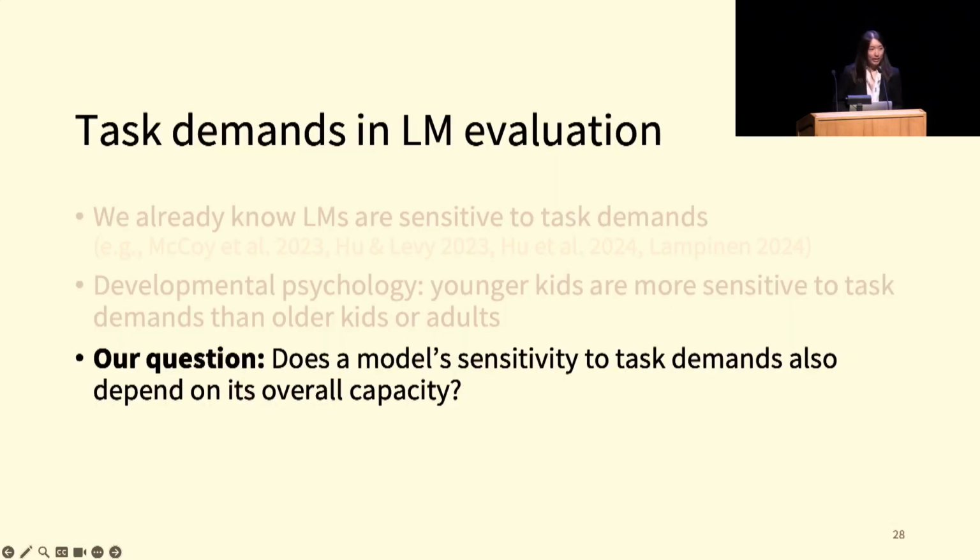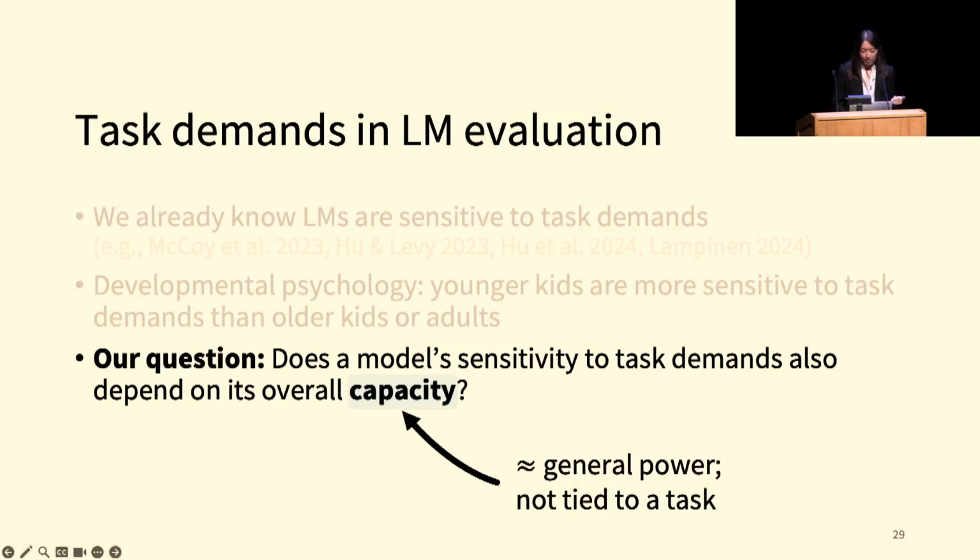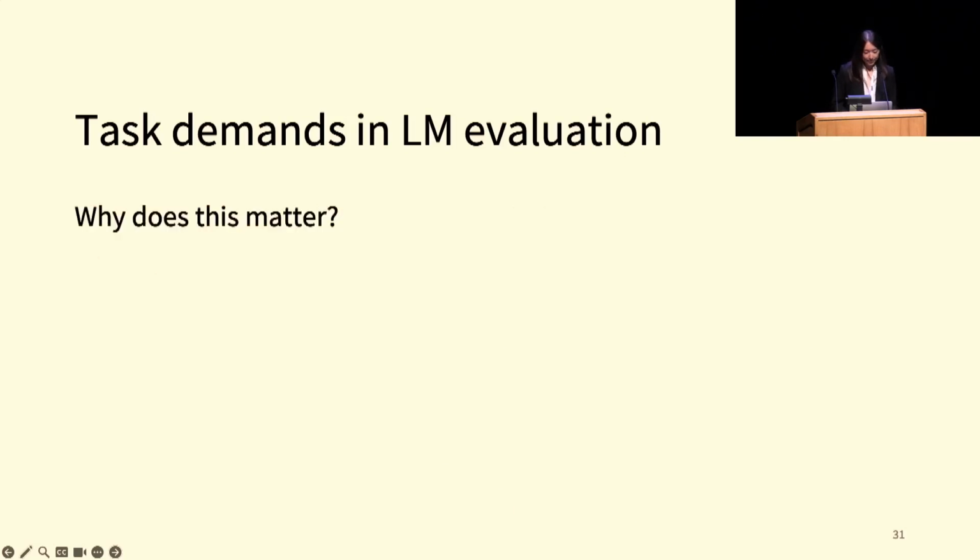So this brings us to our main research question, which is whether a model's sensitivity to task demands will also depend on its overall capacities. So what do I mean by capacity here? We want some way of quantifying a model's overall power or expressiveness not tied to a particular task. And so for kids, we can naturally look at age, and for models here, we're going to consider two different versions of model capacity, size, or the number of parameters, and training time. Okay, so why does this matter?